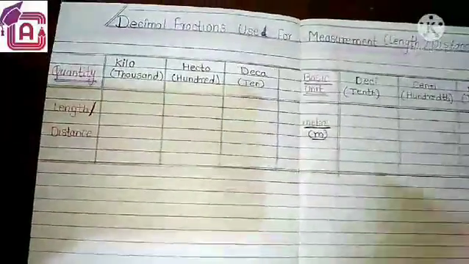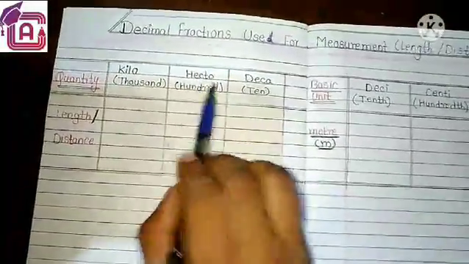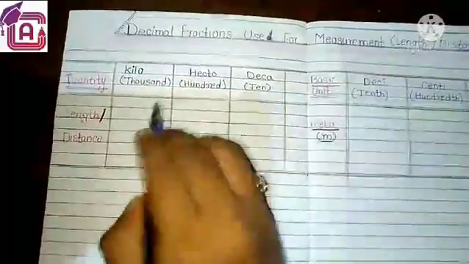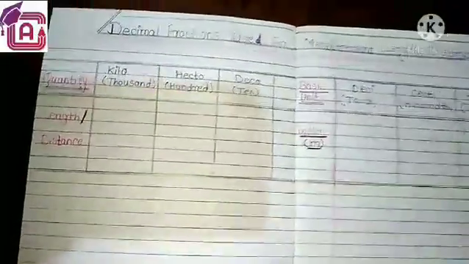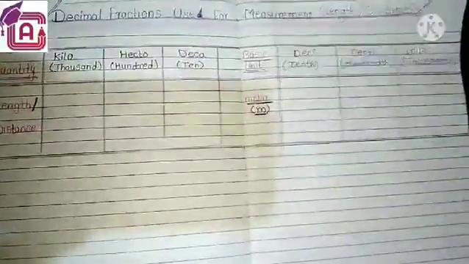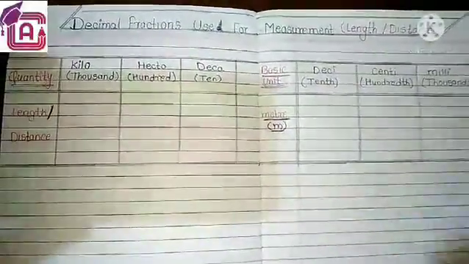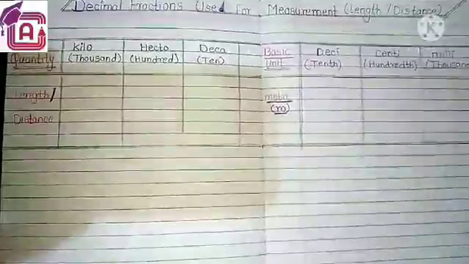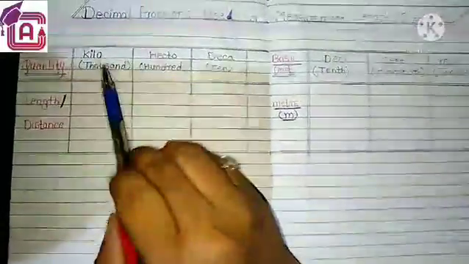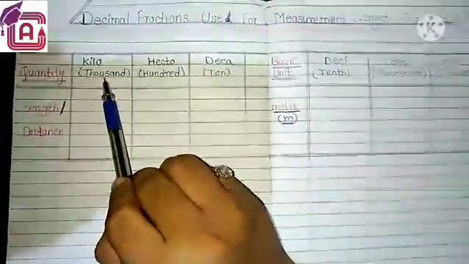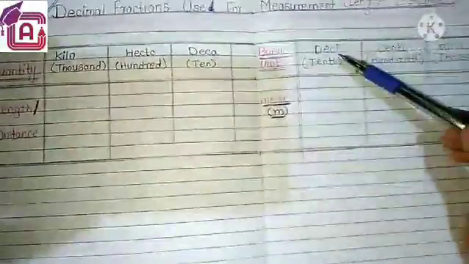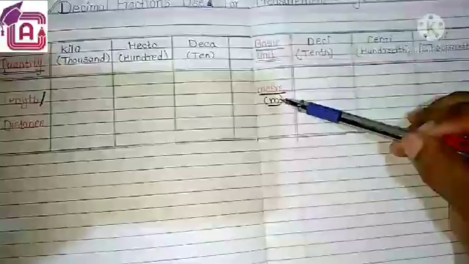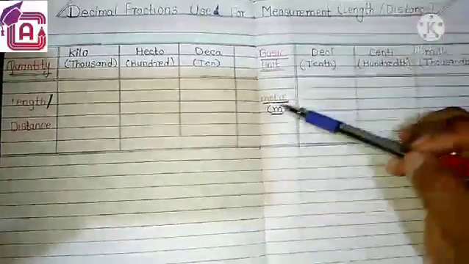So let's begin with kilo. Kilo, hecto, deca, deci, centi, milli. All these are Greek or Latin words. In English, kilo is equal to 1000. Hecto means 100. Deca means 10. And meter is the standard, so there is no other substitution for this.